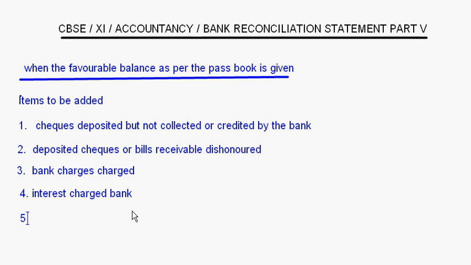Then any direct payment by the bank as per standing instructions, again something like insurance premium, electricity bills and all, right? So if you have instructed the bank to pay them directly, so as soon as the payment is made, the bank will debit the amount, so the balance comes down, whereas in the cash book the balance is still more, and as soon as we come to know that the bank has debited the amount, then only we can put it in the cash book.